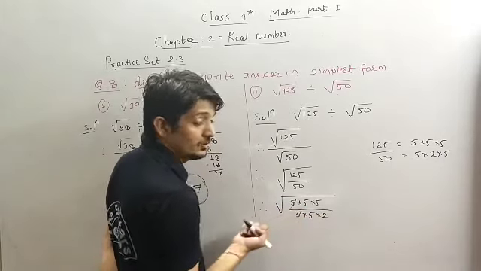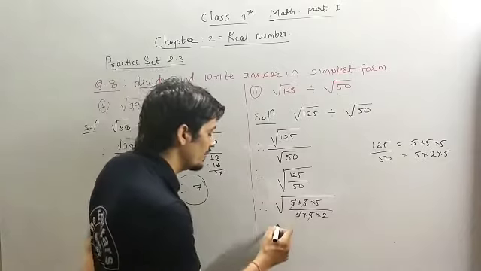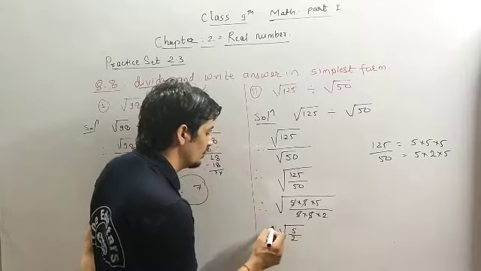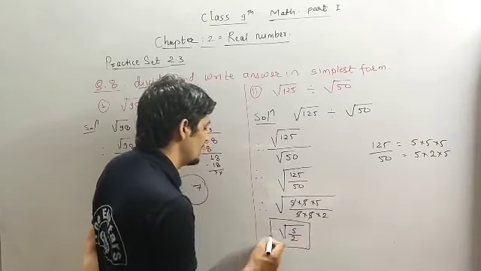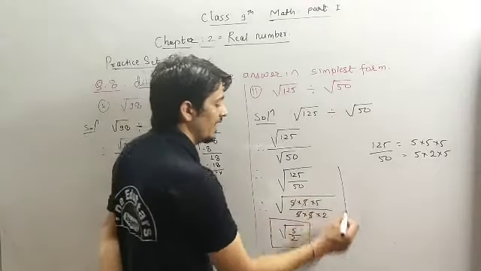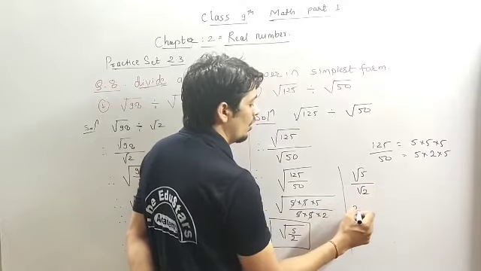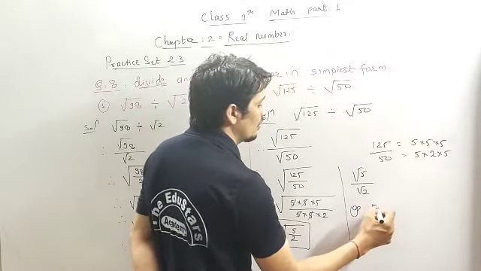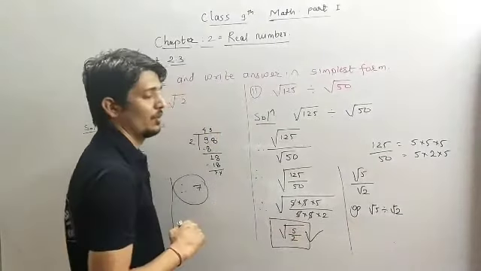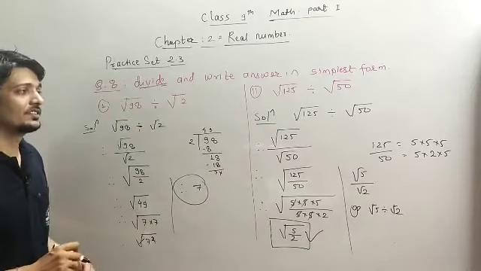So this 5 and this 5 will get cancelled, and this 5 and this 5 will get cancelled. So what will remain now? Will remain 5 by 2. So this is the simplest form of answer. So 5 by 2 will be the answer, or we can write it as root 5 divided by root 2. But this is the simplest form. Okay. So this is the solution. So write down the answer.